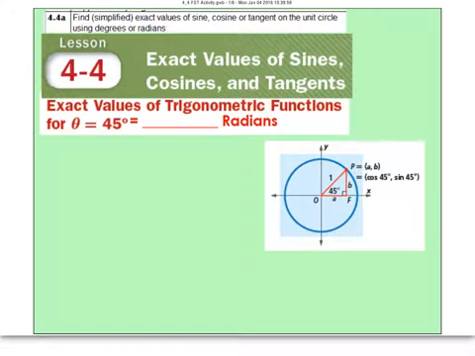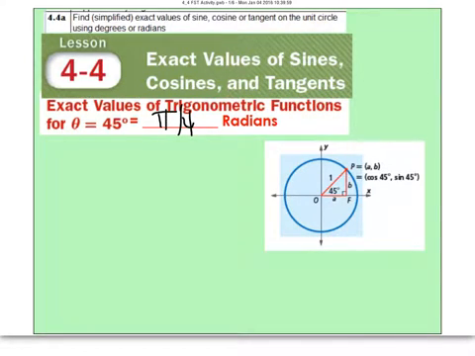The exact values of trig functions: if theta is 45 degrees, how many pieces of pi is that, or how many radians? Remember a good shortcut? Pi is the same as 180 degrees. If you just put 45 in here and simplify this fraction, you're going to realize it's the same as pi over 4.